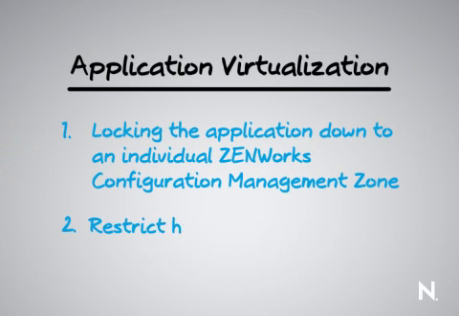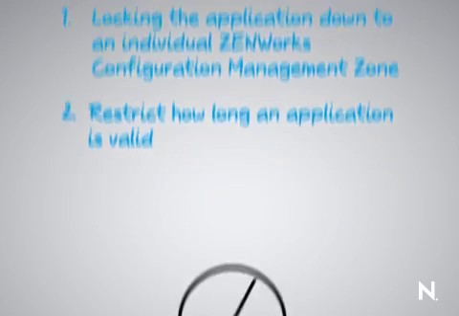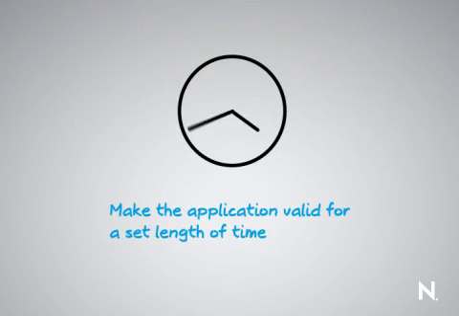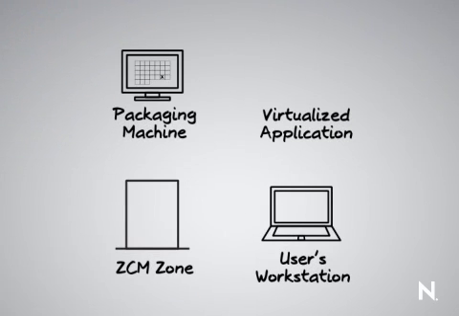The second way to secure your applications is that in ZAV 7.1, you can restrict how long an application is valid for. And you can do that two ways. You can either say a given application is valid for a certain period of time, say 50 days after I distribute you the application, or until a specific date. To do that, again, you start on the packaging machine. You specify the expiration date information. You push that out to an executable. The executable now contains that expiration information, which can then be distributed to the workstation.